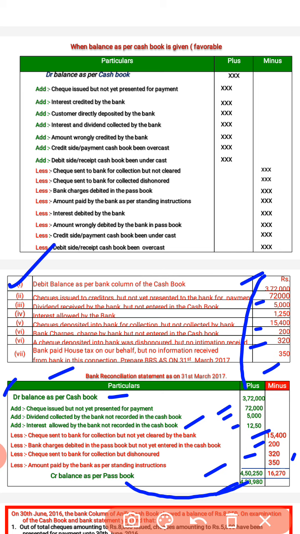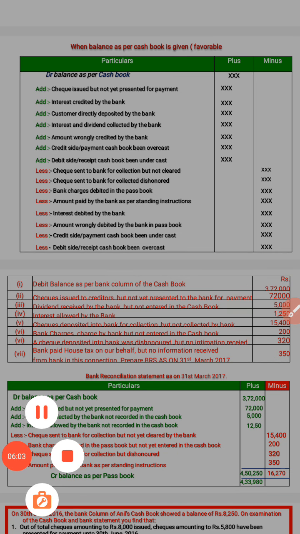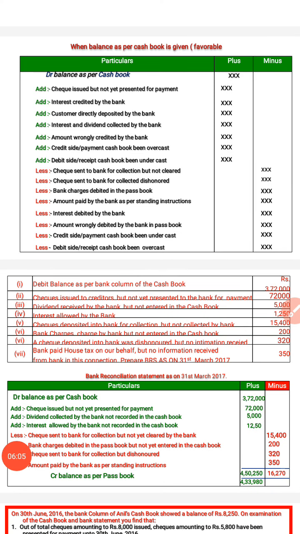So now this is the reconciliation statement. Now both sides are the same, which means the debit side of cash book and the credit side of passbook are matched, reconciled now. Clear? So you have to practice these questions where the debit balance as per cash book is given. Questions 1 to 5 you have to do in your fair notebooks.